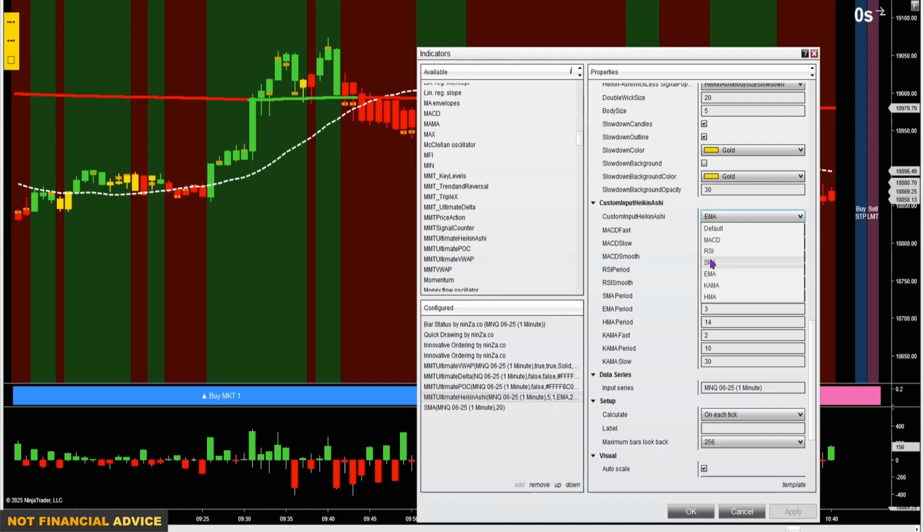You can also have an SMA Heikin Ashi baby. You can have a MACD Heikin Ashi baby, RSI Heikin Ashi, also the HMA. In this example, I'm using the EMA with a period of 3. I've also got it set to calculate on each tick. That means as the candles are forming, they're going to be changing color. The background is going to be changing color as the candles are forming. So those are the settings and those are some of the options.